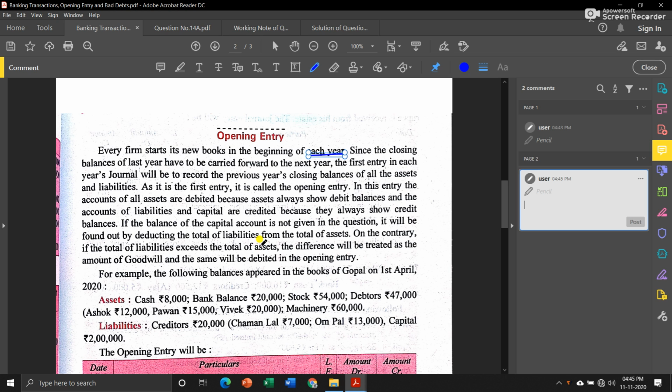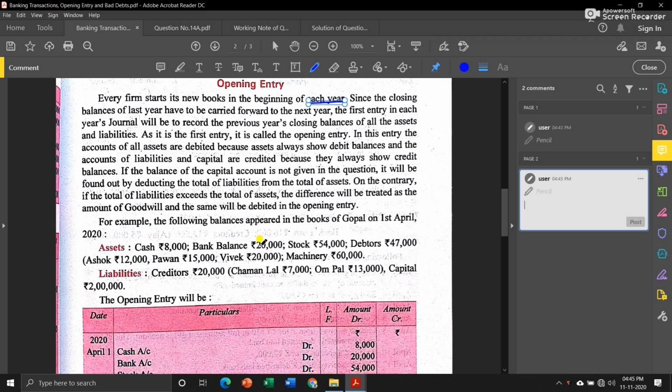Now for passing this opening entry, in the question they will give you some values of assets. Like in this example, they have given assets like cash 8,000, bank balance 20,000, stock 54,000, debtors including Ashok, Pawan, Vivek, then machinery. These are all your assets, and there are some liabilities as well, like creditors, Chamanlal, Ompal, capital, etc.